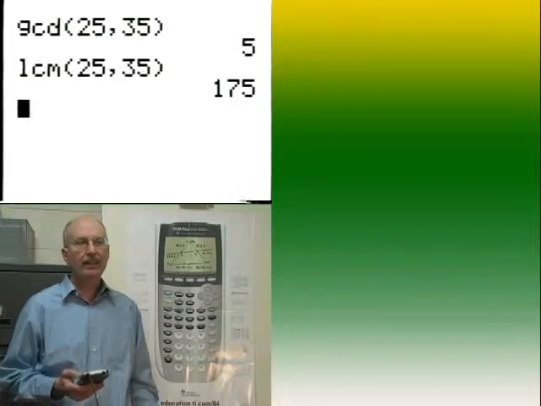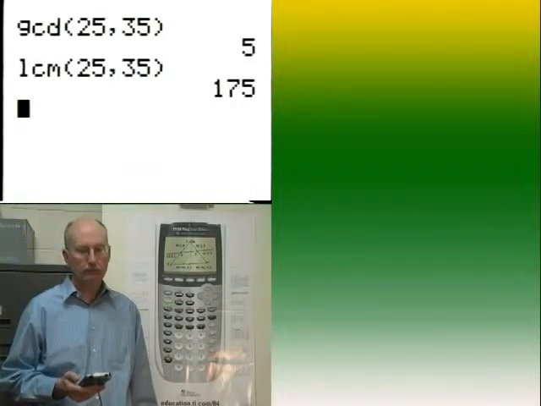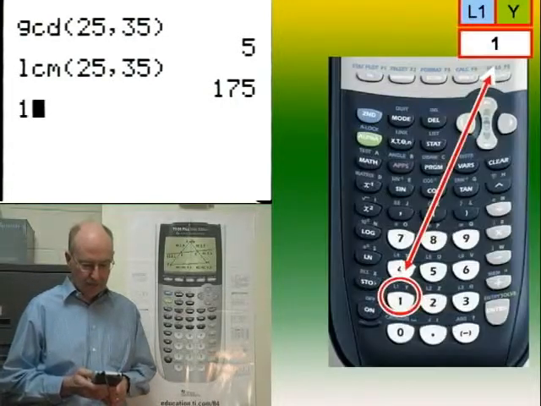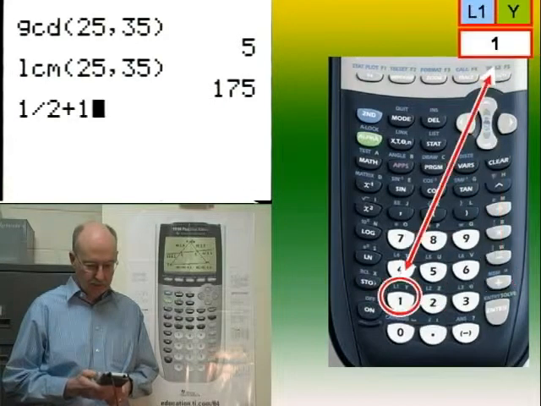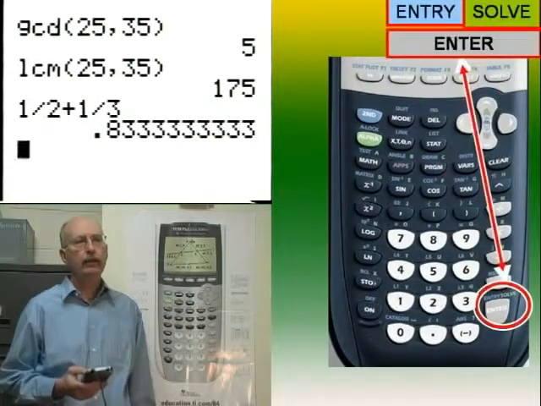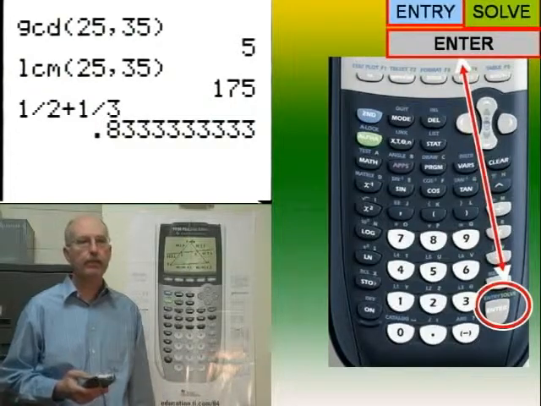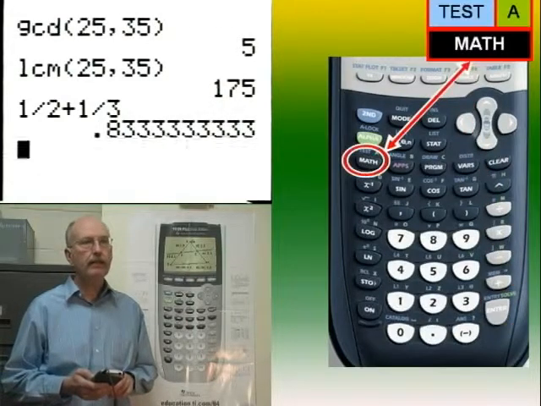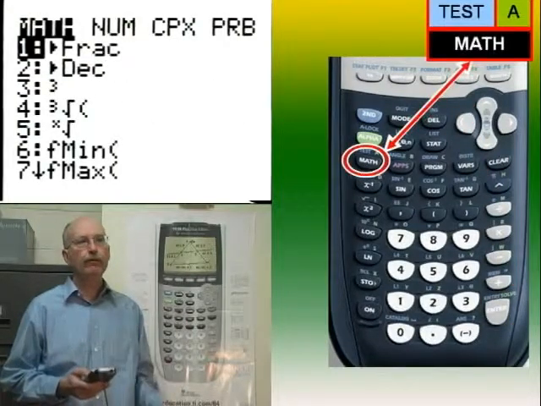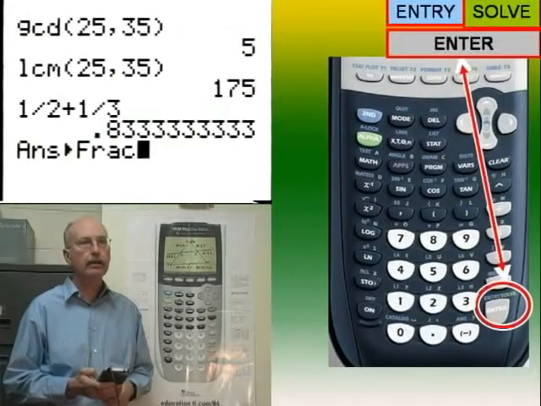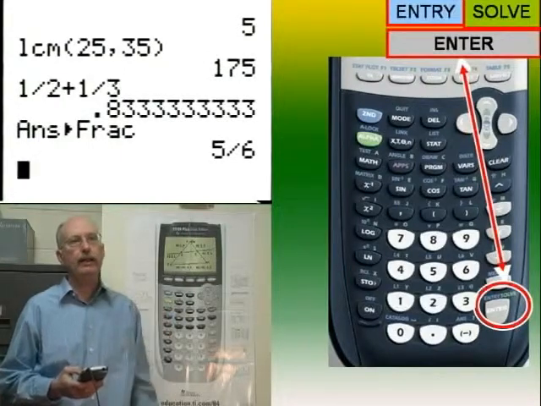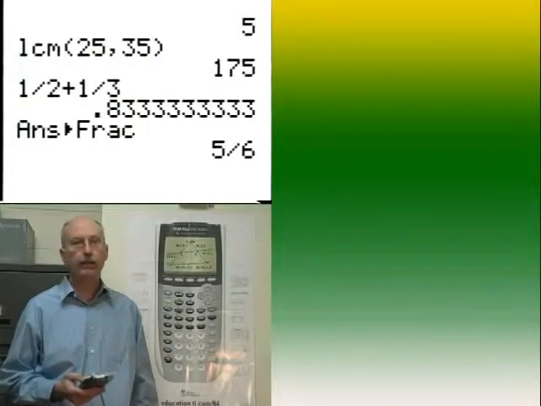Speaking of fractions, the calculator does something really neat with fractions as well. Suppose we wanted to add 1/2 and 1/3. Well, let's go ahead and do it. 1 divided by 2 plus 1 divided by 3, and hit Enter, and we get 0.8333 and a bunch of 3's. Suppose I wanted to know what fraction that was. Could hit Math again, and you can see that the very first function there is called fraction. We'll hit Enter, and it has answer fraction. We hit Enter again, and we can see that is 5/6.